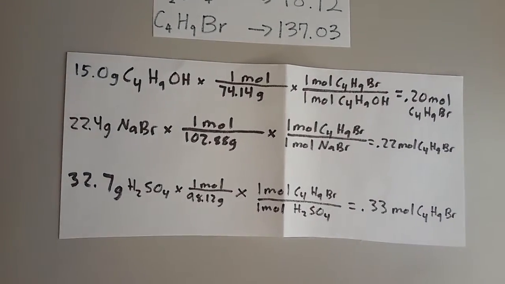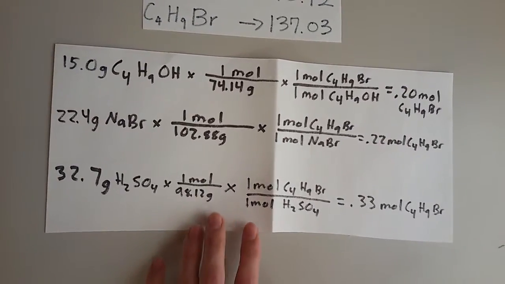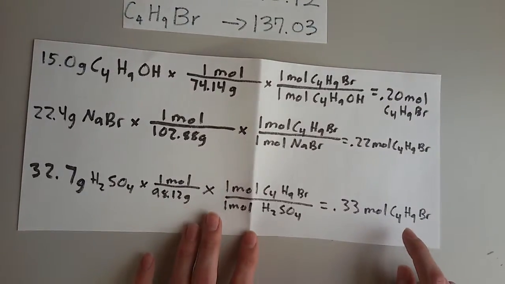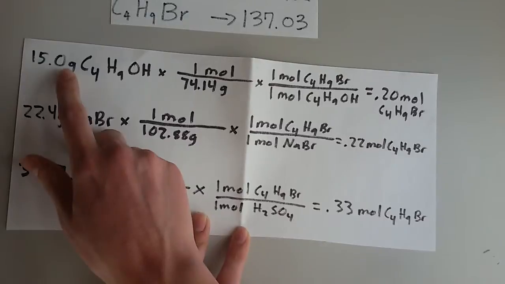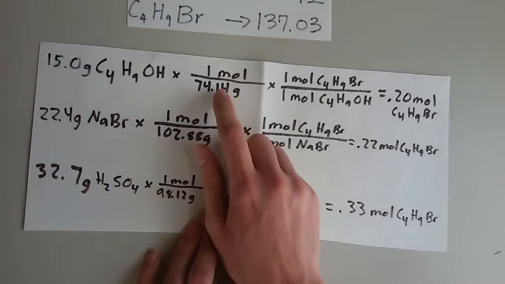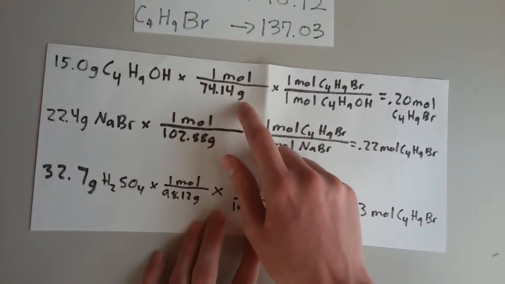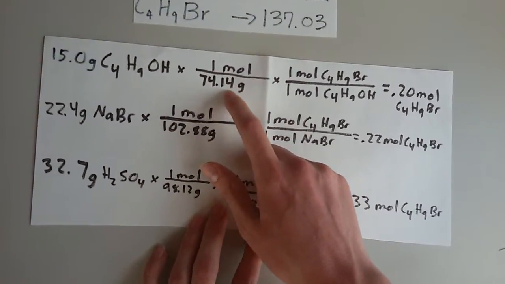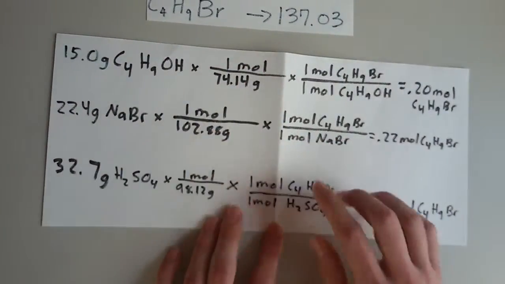So we have 15.0 grams C4H9OH. So what we're trying to find are moles of C4H9Br. So the first thing we're going to do is, since this is grams, we're going to put grams on the bottom, mole on the top, and then we're going to put the molar mass on the bottom. So we're dividing by the molar mass. That'll cancel out the grams, and then we're at moles.